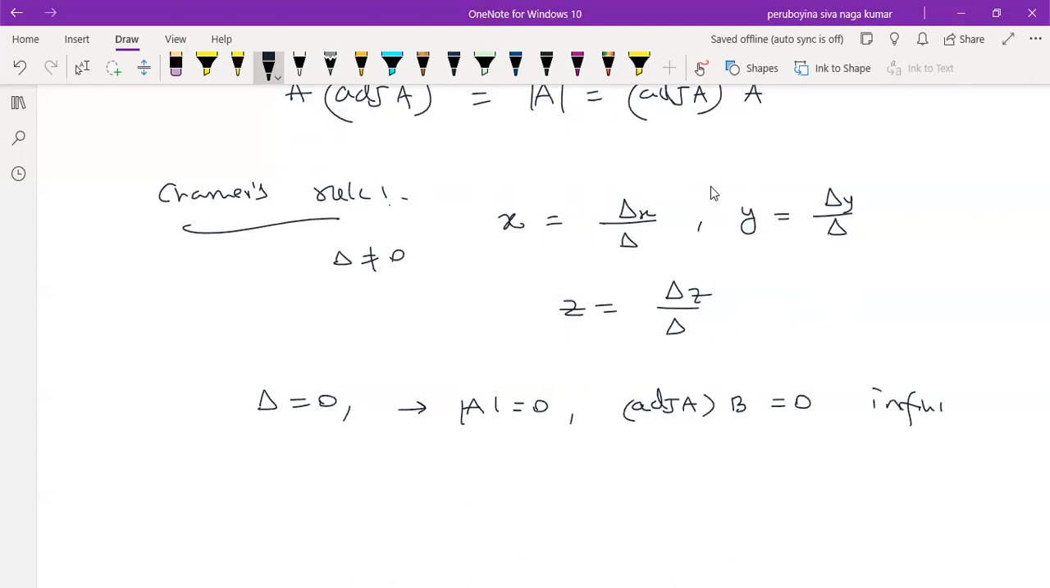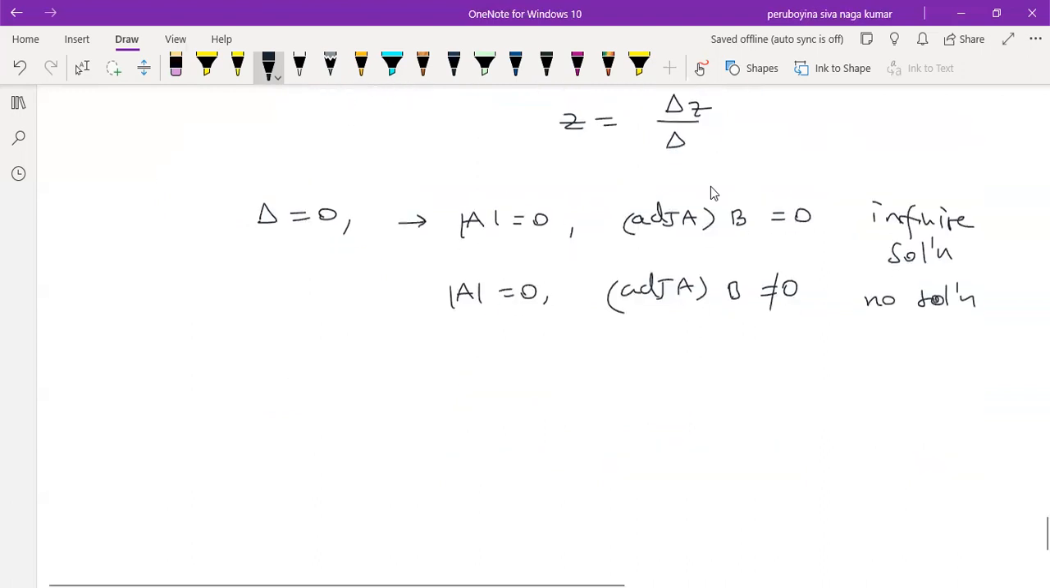Infinite solutions. If det A is equal to 0 and adjoint A into B is not 0, then no solution. If det A is not equal to 0, we have a unique solution.